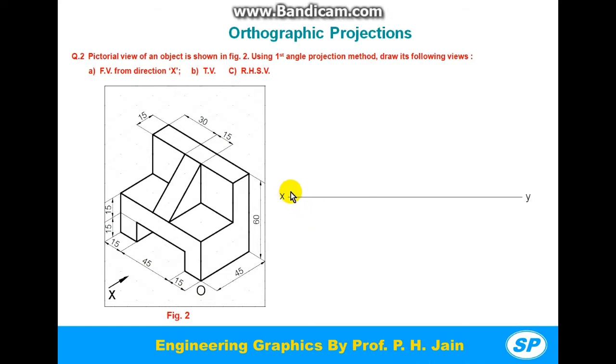So first of all draw XY line to create VP and HP. So according to first angle projection method, our vertical plane, that is VP, is above XY line, and horizontal plane, that is HP, is below XY line. Then draw X1 Y1 line to create PP, that is profile plane, to draw the side view.